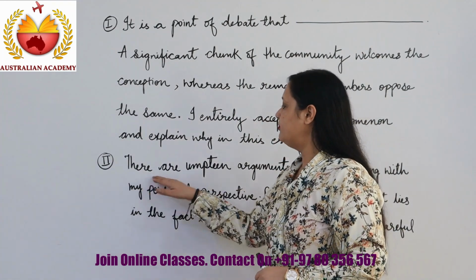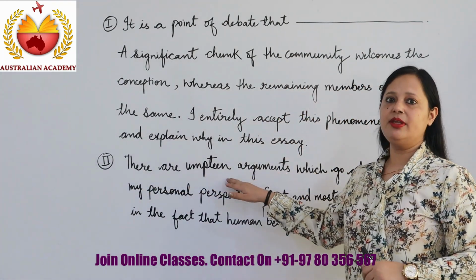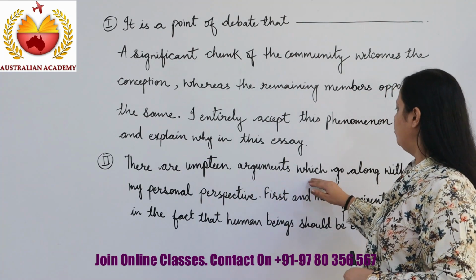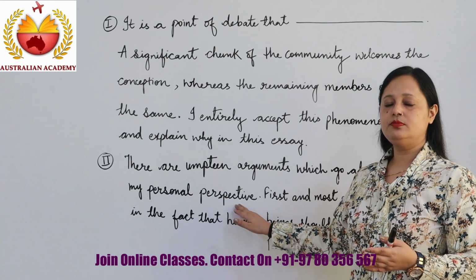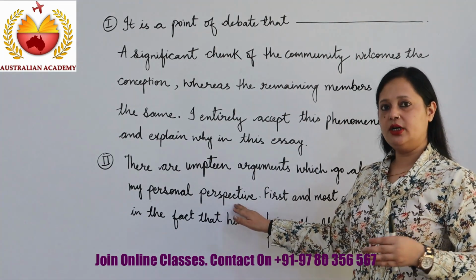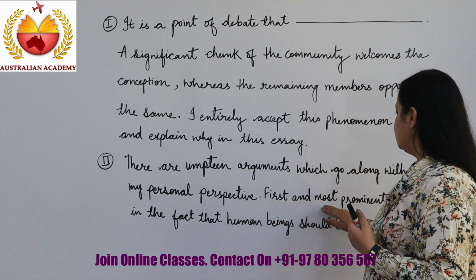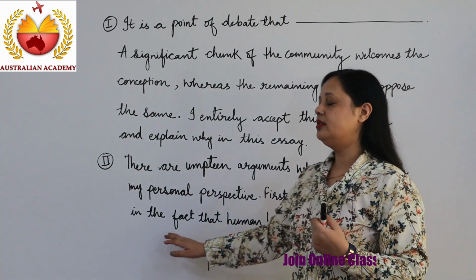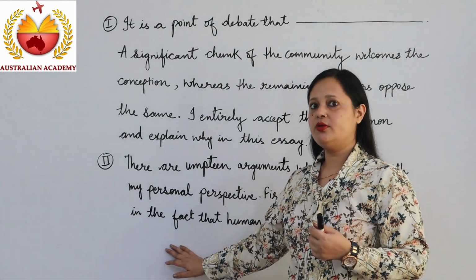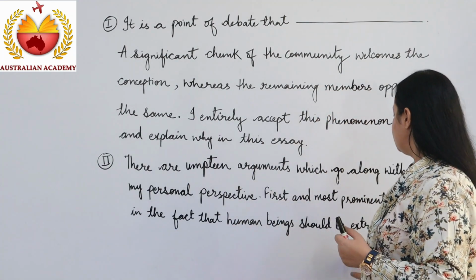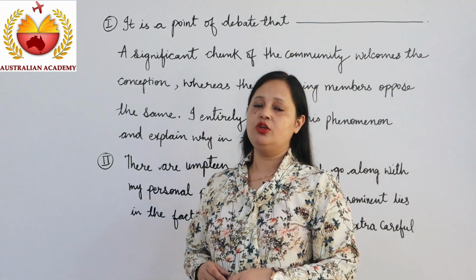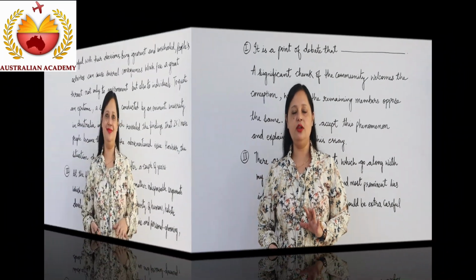The next paragraph: "There are umpteen arguments." Umpteen means many. There are many arguments which go along with my personal perspective. Go along means arguments which agree with my opinion. "First and most prominent lies in the fact that," so the most important reason is that human beings should be extra careful.